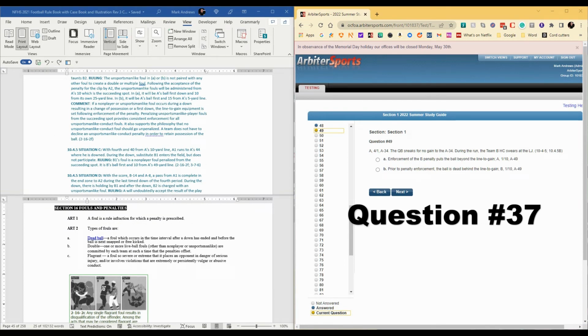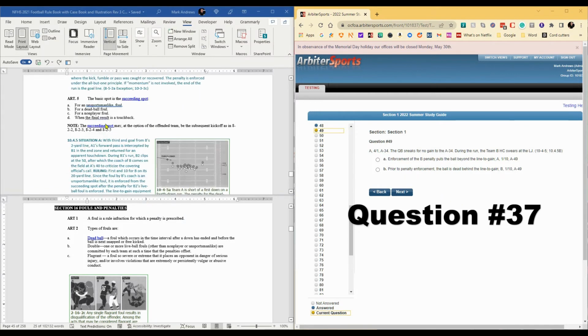All right. Question 49. A 4th and 1 from the A34. The quarterback sneaks for no gain to the A34. During the run, the Team B head coach swears at the line judge. Well, that line judge must really be bad. The rule references 10.45 and casebook 10.45B. We didn't talk about 10.45, and we should have. The last 2 questions both involve this rule as well.